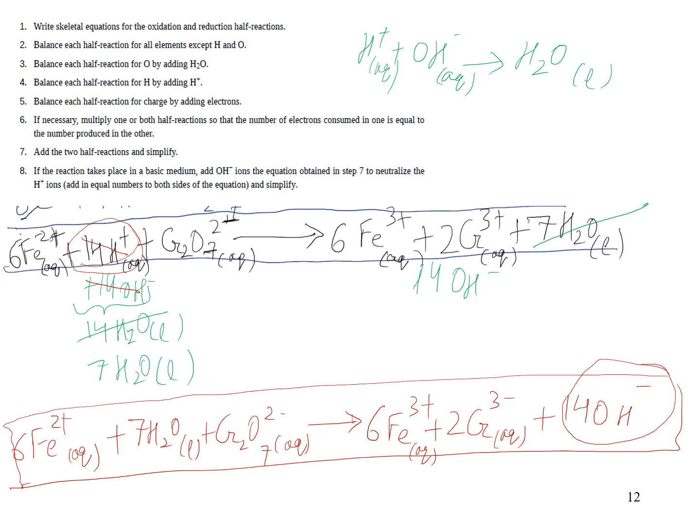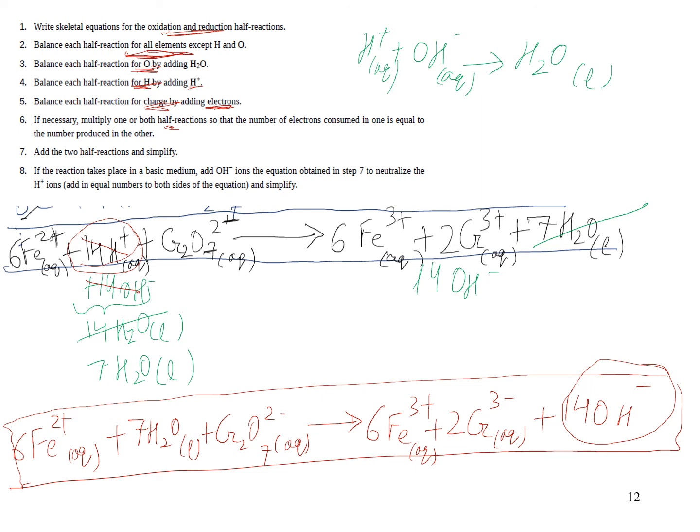First step, divide the reaction into two halves. Then balance all the elements except hydrogen and oxygen. Next, balance oxygen by adding water. Then balance hydrogen by adding protons. Then balance charge with electrons. And then you combine the two reactions if needed, make the total number of electrons in both reactions the same, add, and then simplify.